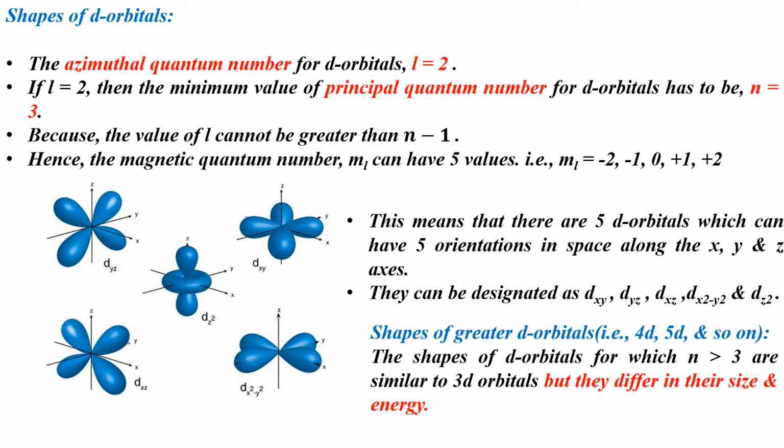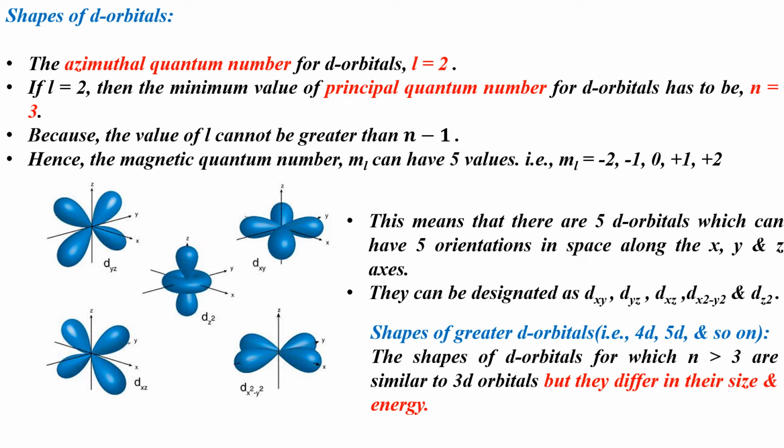Now you can see that in the first four d orbitals, instead of dz square, if you take the case of dxy, dyz, dxz and dx square minus y square, you can see four lobes. These lobes represent the space around the nucleus of an atom where there is maximum probability of finding electrons in d orbitals. If you take the case of dxy orbital, here the four lobes are oriented in between the x and y axis. And this can be taken as a plane which is perpendicular to the z axis.